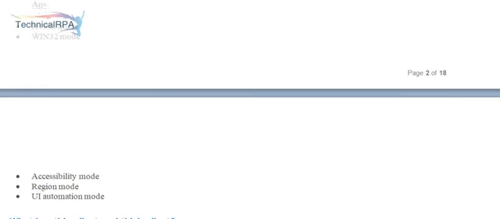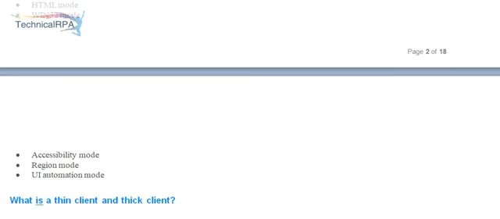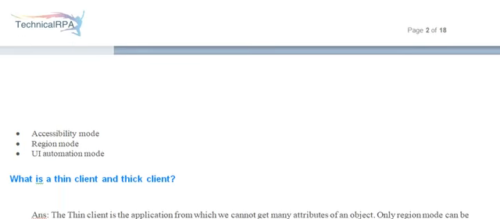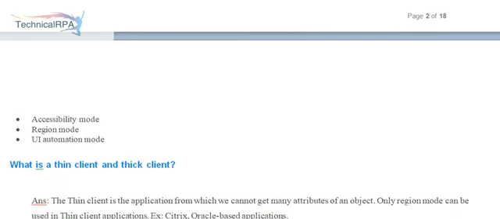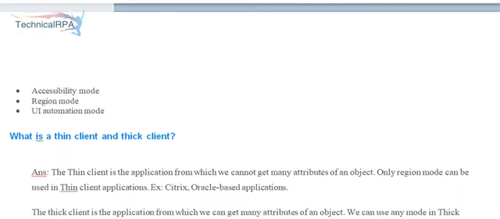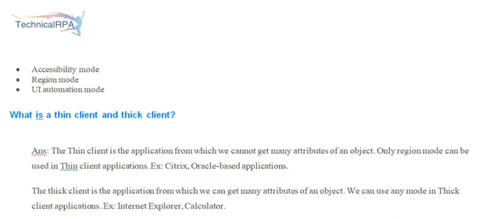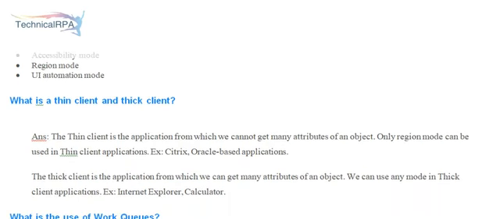What are the different modes available for object spying? HTML mode, Win32 mode, Accessibility mode, Region mode, UI automation mode.